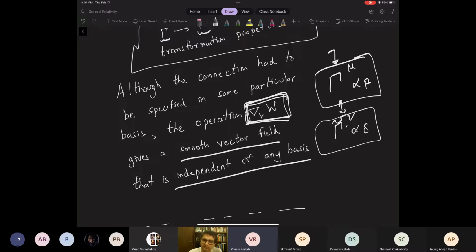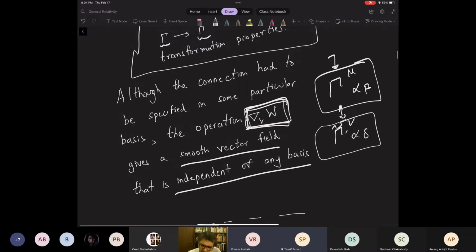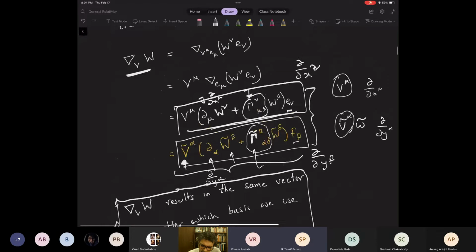Any questions here? Hello, sir. Yeah, go ahead, Tosha. Yes, sir. So in the last equation, if we replace gamma tilde in terms of gamma using that equation, and v tilde by the vector transformation rule, we will get back to the earlier equation.